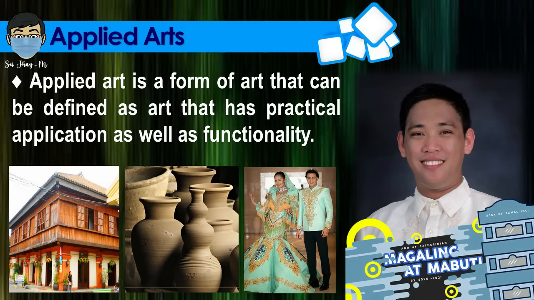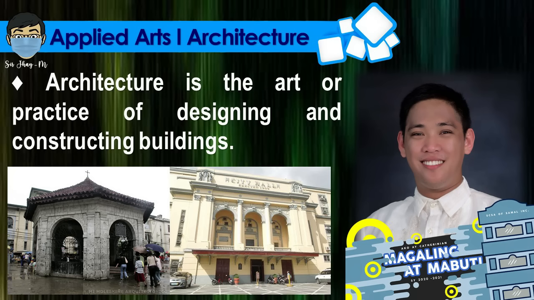So what are the examples of applied arts? Number one, we have what we call architecture. Architecture is not just a display, class, right? Because when we say architecture, it is the art or practice of designing and constructing buildings.